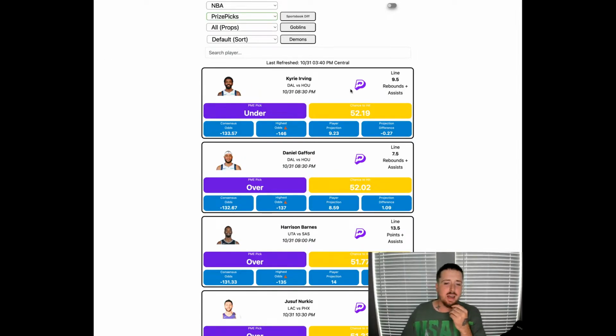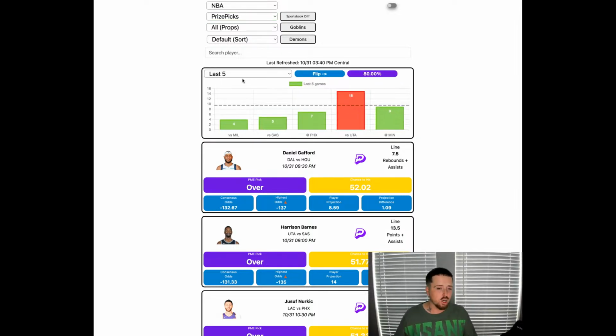Kyrie Irving under 9.5 rebounds plus assists at 52.19. We know a couple things about Kyrie Irving. Number one, the data likes the under. Consensus odds are minus 133.5 when you take all the sportsbooks that have his rebounds plus assists at 9.5. They're all on the under at minus 137.5 average, with highest odds as high as minus 146 on Hot Street. Player projection of 9.23. All the data loves the under on Kyrie Irving, right?